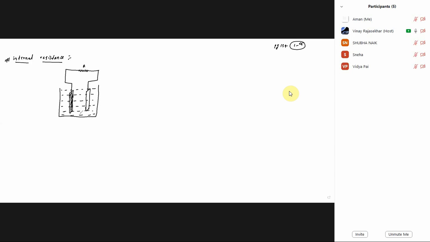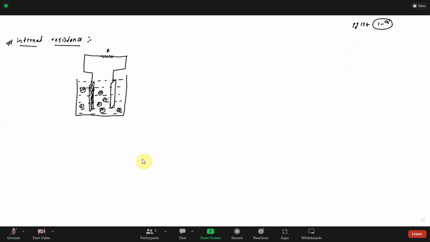Then what will happen? Inside this electrolytic solution there will be positive as well as negative ions. These positive and negative ions will be attracted towards the cathode and anode. All the cations will move towards the cathode, and all the negative charges will move to the anode. The cathode becomes what now? Negatively charged. Yeah, negatively charged. Then the anode will be positively charged.